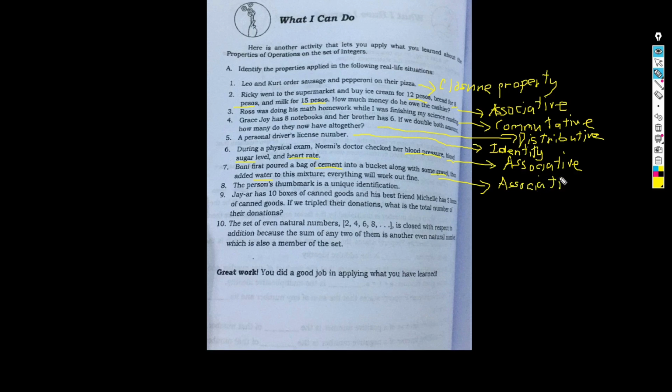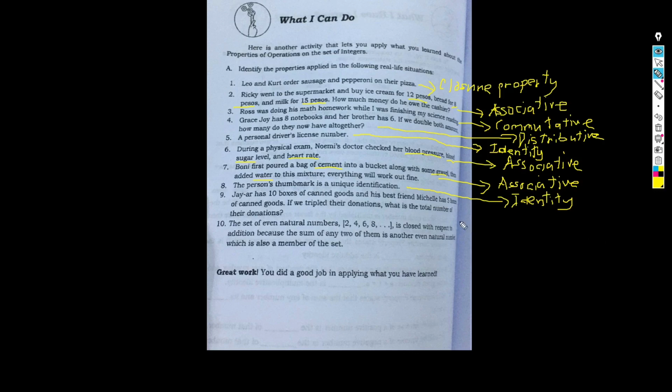Associative property, when you can combine first the gravel and the water before you add the cement. It's still the same mixture. Okay, here for number 8, personal thumb mark is a unique identification. So that is just identity property. Okay, thumb mark multiplied with 1 is just equal to the same thumb mark.